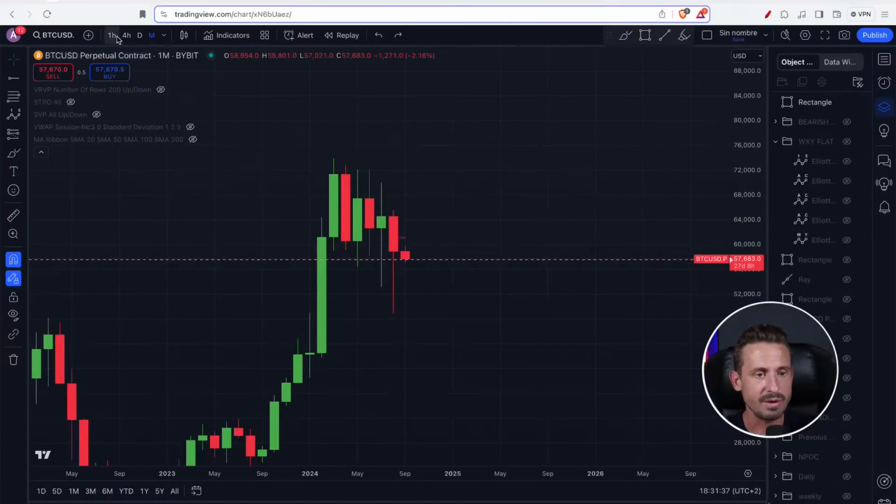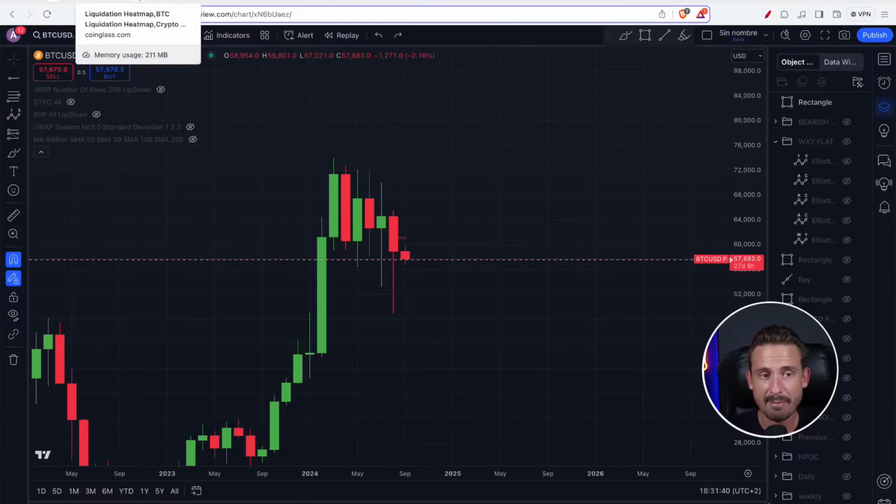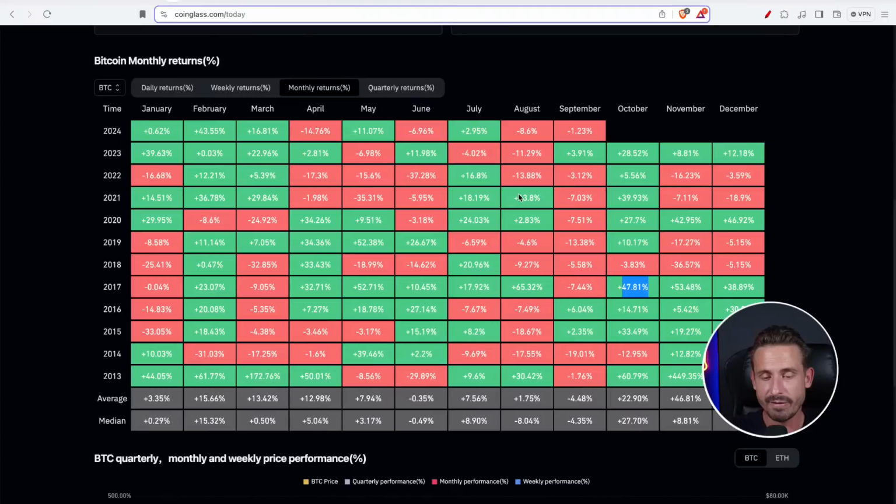But as we know, September is one of the most bearish months, not only for the stock market, for Bitcoin as well, guys. We do have September being one of the worst months throughout the history of Bitcoin, right? We've seen the last decade on Bitcoin, and September, look at this. September has been a very, very bad month for Bitcoin most of the time.